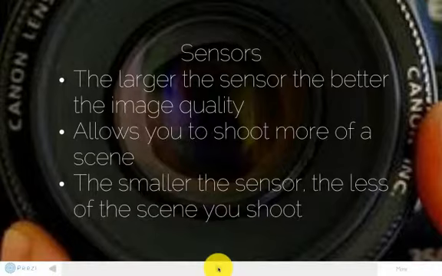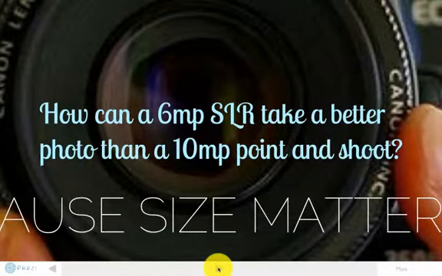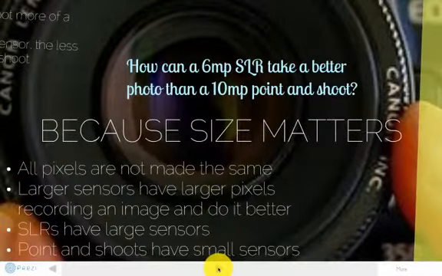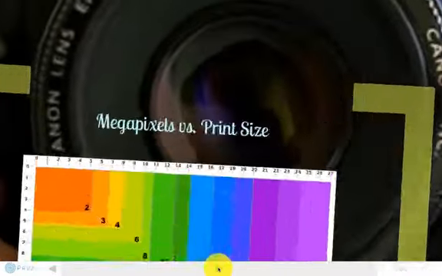So SLRs would have the largest sensors of them all, and then your compact cameras have the smaller sensors. So how can a 6 megapixel SLR take a better photo than a 10 megapixel point and shoot? Because size matters. All pixels are not made the same. Larger sensors have larger pixels. They record an image and they do it better than a point and shoot would. SLRs have very large sensors, so you get to shoot the most of a scene, record lots of information. Point and shoots have small sensors, so it's kind of cropping your scenery down and not recording as much information.